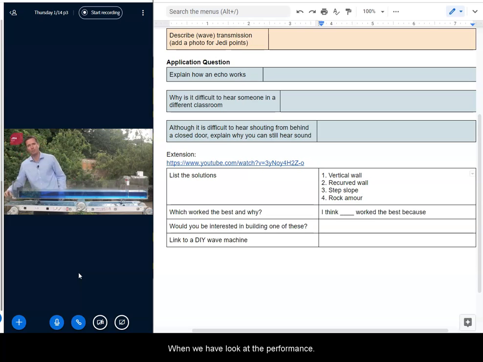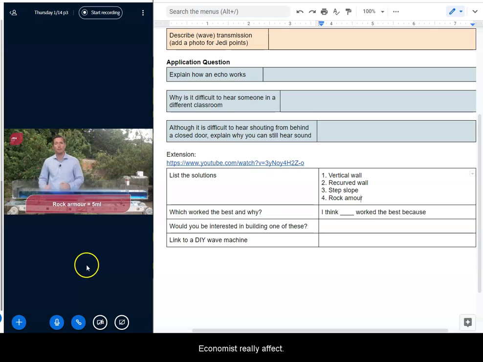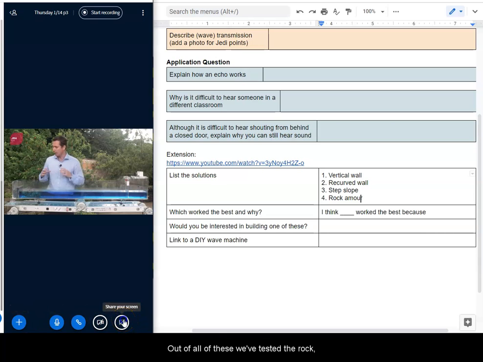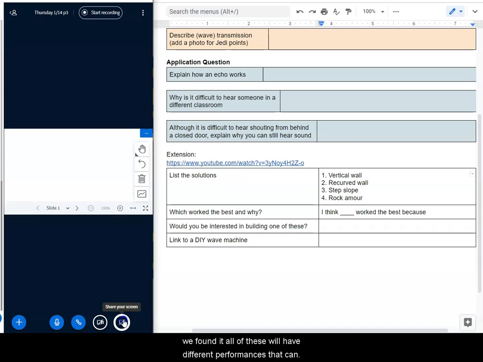And when we have a look at the performance, we can see we've got very little, maybe about 5 mil. Rock armour is really effective. Now it's also cheap, but it has its drawbacks. You know, it covers up the beach, we get oyster growth, so it's not always the best option. So out of all of these, we've tested the rock armour, the stepped revetment, the sloped revetment and the recurve wall. We've found that all of these will have different performances.